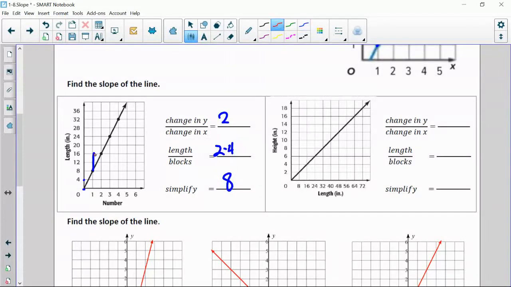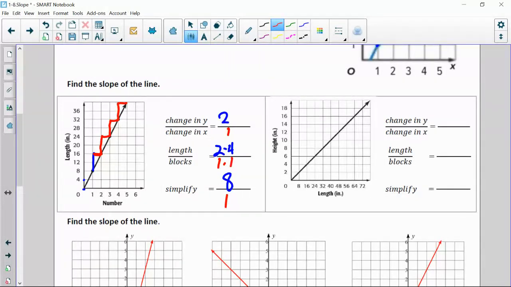And then what about my next one? I run, and it's only 1. And our blocks then are only a difference of 1. So 1 times 1 is 1. So we would say our slope is 8. That means for each of these, it is going up 8 and over by 1, up 8 and over by 1, up 8 and over by 1.